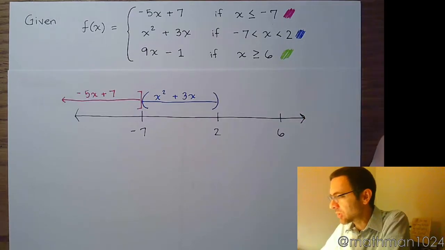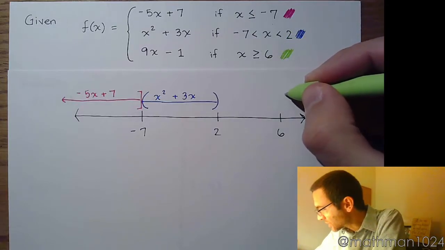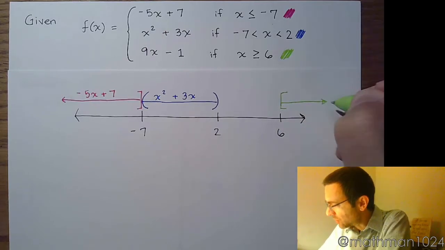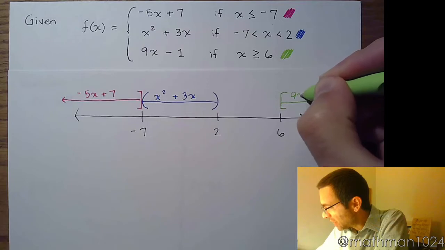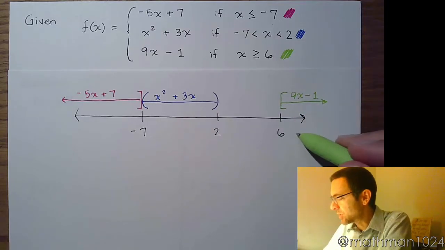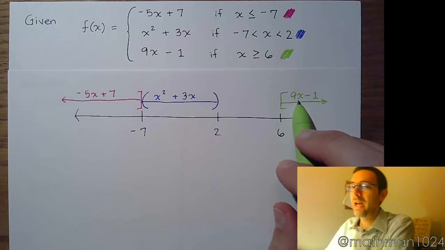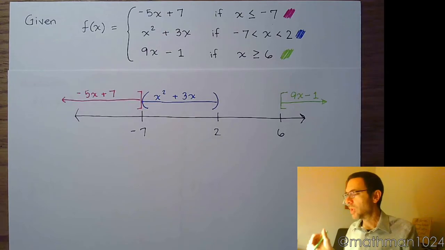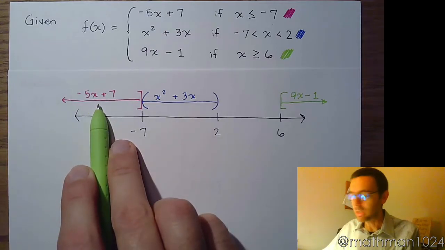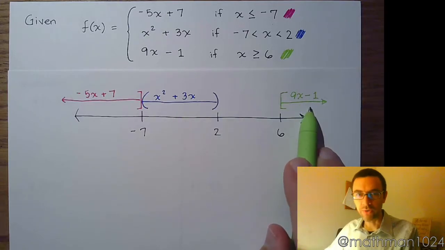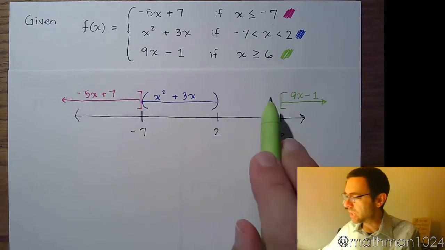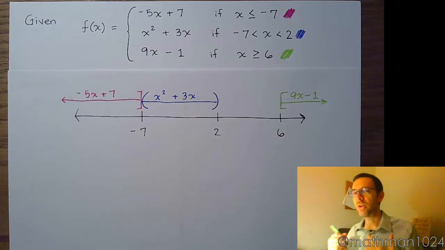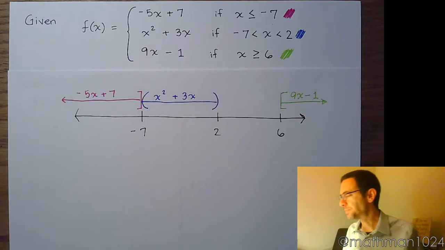All right, so let's use green for this last one. This is greater than or equal to 6. That's going to be a bracket here at 6 and going to the right. So any input value that is greater than or equal to 6 gets plugged into this expression, 9x minus 1. So for each of the 4 evaluations that we need to do, you need to figure out, do I plug it into the pink, the blue, or the green region? Or something else, does it fall in this region where you have no definition for it? In which case, that means the function would be undefined for that input value.